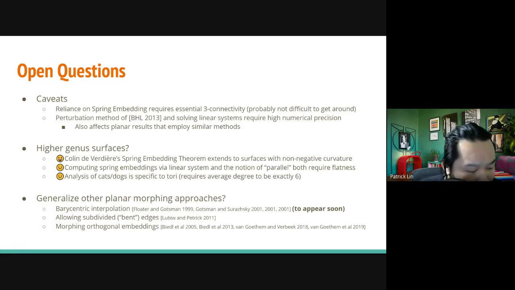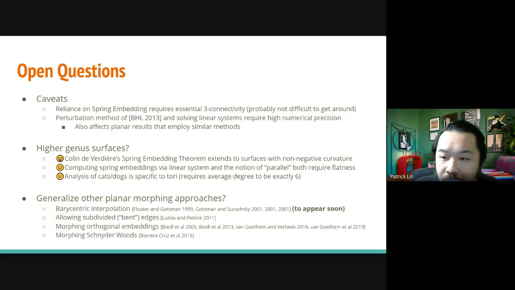There's a slight problem that immediately occurs if you're trying to do this on the torus, which is that even drawing graphs orthogonally on the torus is not a solved problem yet. So we're not going to even touch that. One of the ways that people on the plane tried to get around this numerical precision issue is that they try to morph between Schnyder-Wood embeddings.